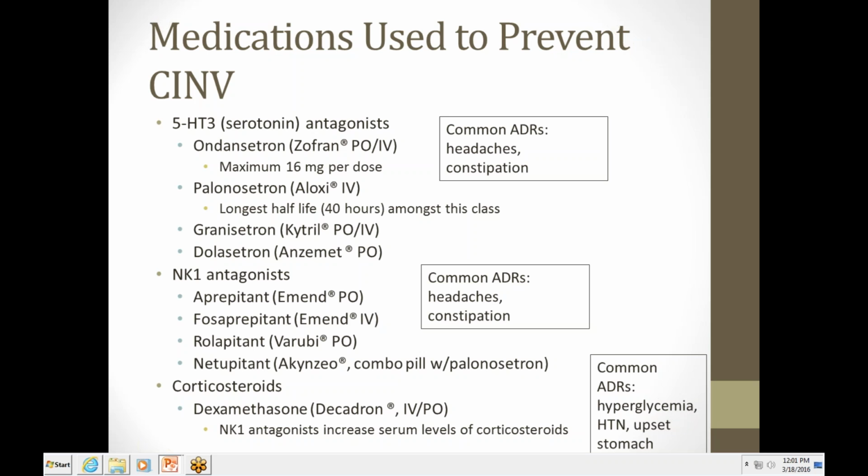And another important drug for the prevention of chemo-induced nausea and vomiting are corticosteroids. The most common one we use is dexamethasone, brand name Decadron. This is available IV or PO. Common side effects include hyperglycemia, hypertension, upset stomach. Patients can also develop insomnia and psychosis even from one dose of a corticosteroid. And it's important to note that the neurokinin-1 antagonists can increase the blood levels of the corticosteroid drug class, so you may see some increased corticosteroid side effects.